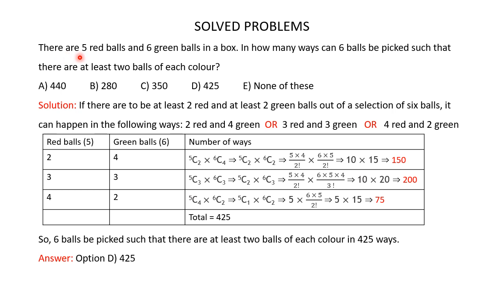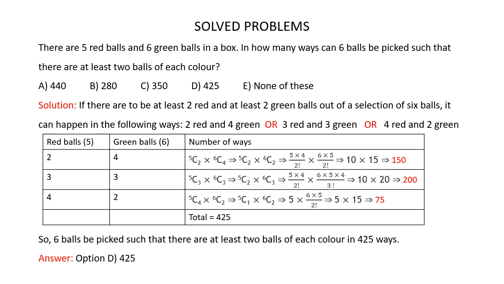There are 5 red balls and 6 green balls in a box. In how many ways can 6 balls be picked such that there are at least 2 balls of each color? Here you are given 5 options and you have to find out which of these options is the correct one.